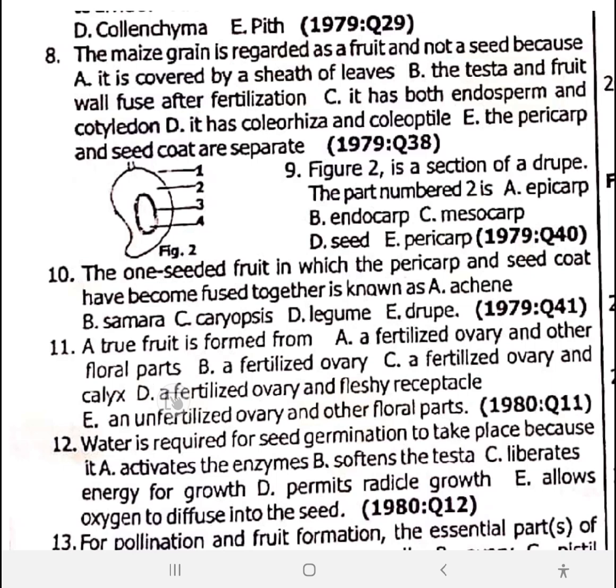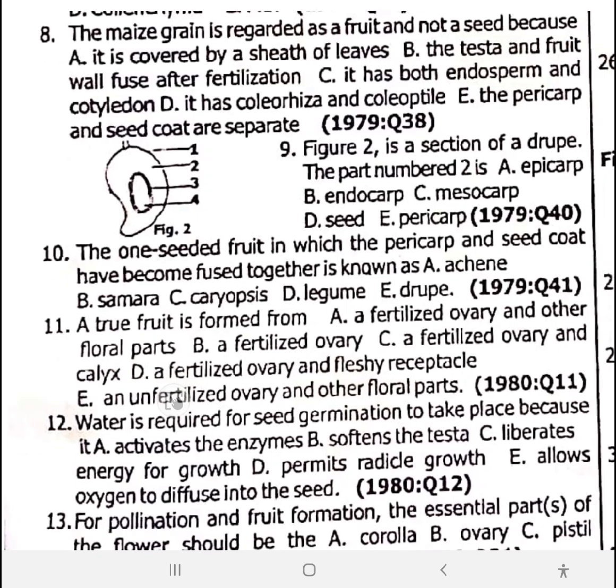Next, parthenocarpic fruits are fruits that develop without being fertilized, and such fruits are usually seedless. Examples are bananas and pineapple. So banana and pineapple are parthenocarpic fruits. How do you spell parthenocarpic? P-A-R-T-H-E-N-O-C-A-R-P-I-C.